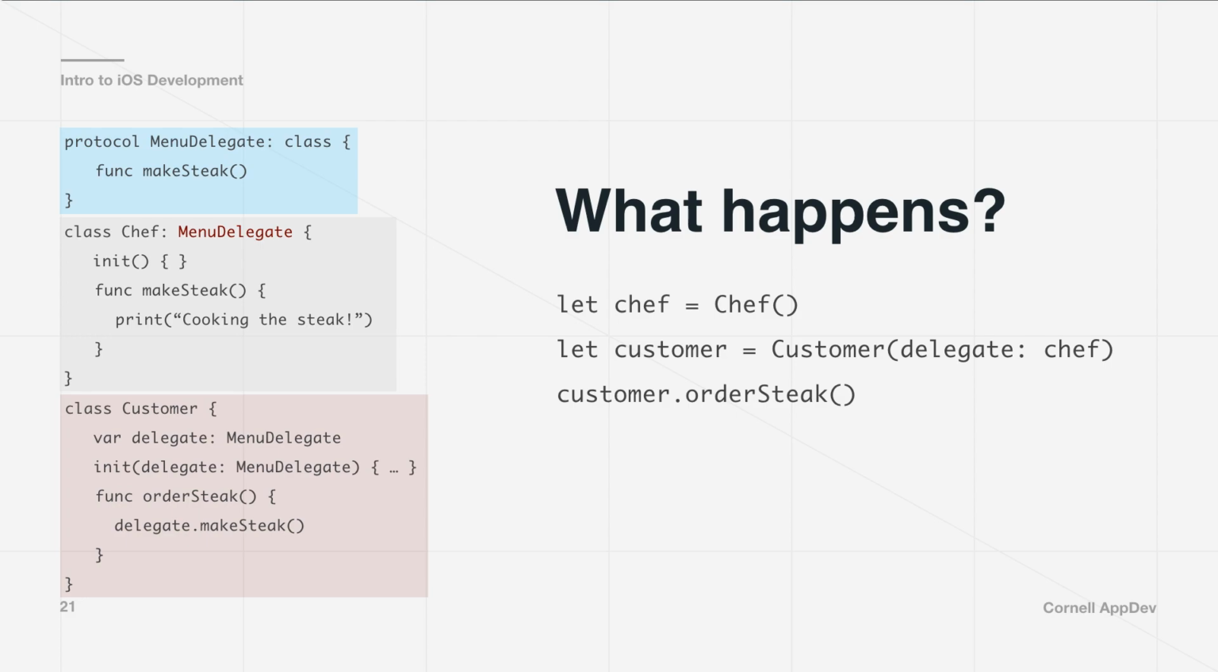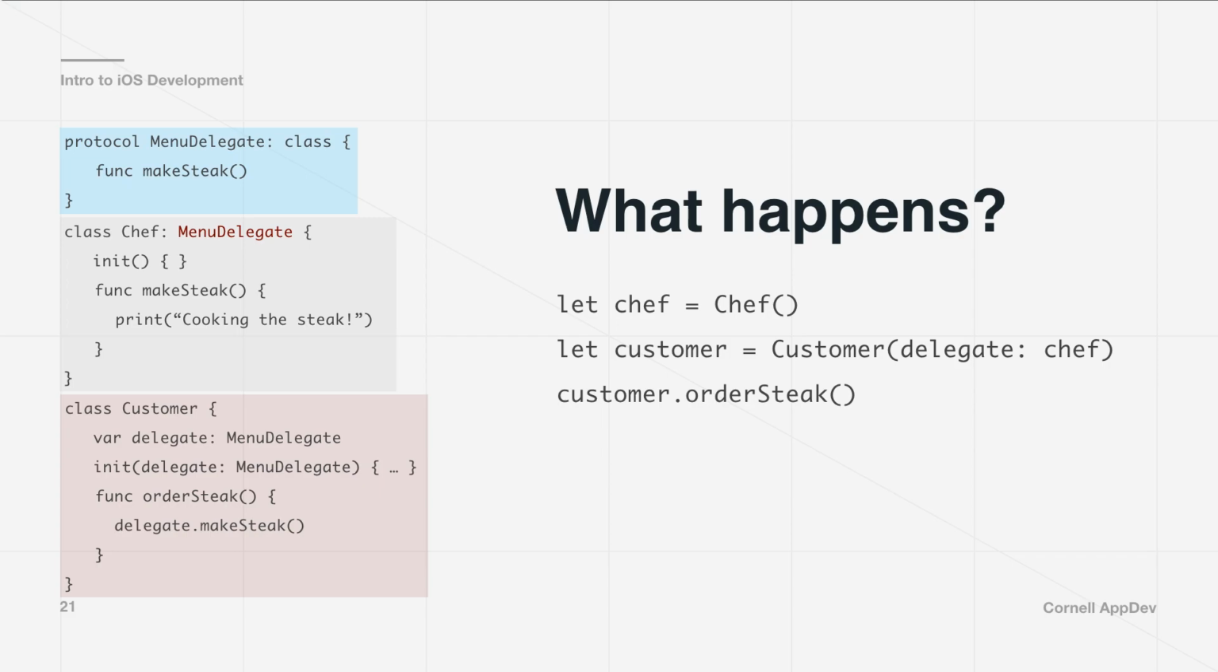Can a class implement multiple protocols? Good question. The answer is yes. Basically, if you want to implement multiple, you can do MenuDelegate, comma, whatever. Another way that I'll show later is you can do extension Chef, colon, blank delegate, and it's the same thing. Any other questions?